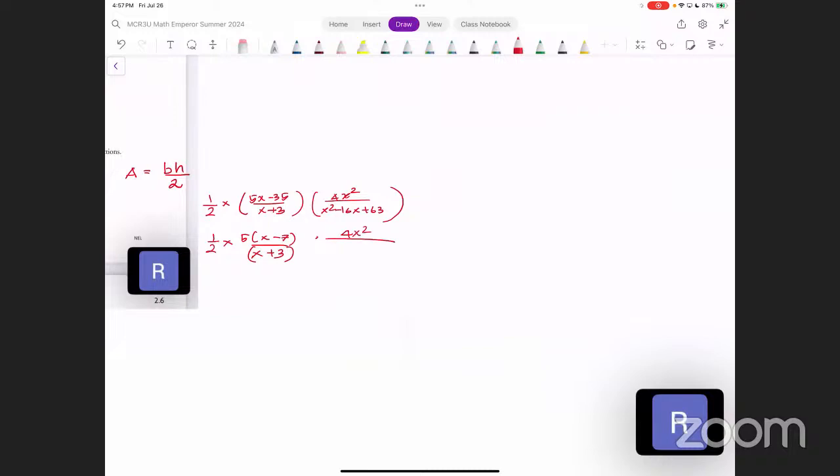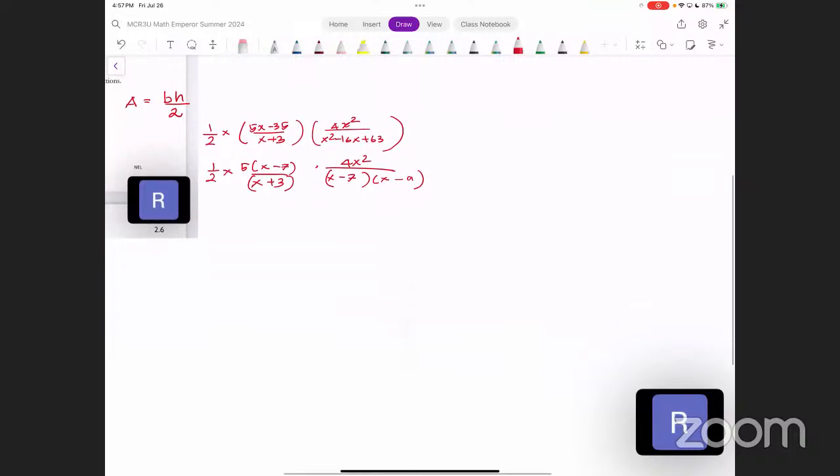63 is 9 times 7, isn't it? x minus 7 times x minus 9. Are you guys following that? Are you following that, Kishore? x minus 7 is gone. The x squared and the 2 simplify. And then here, you get 10x squared over x plus 3 times x minus 9.